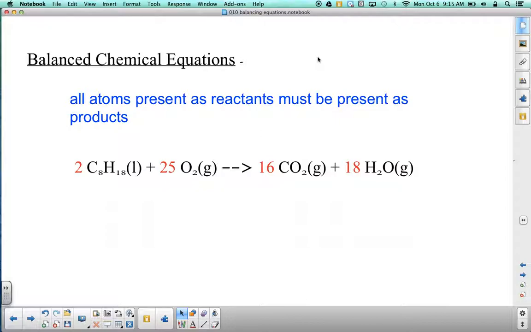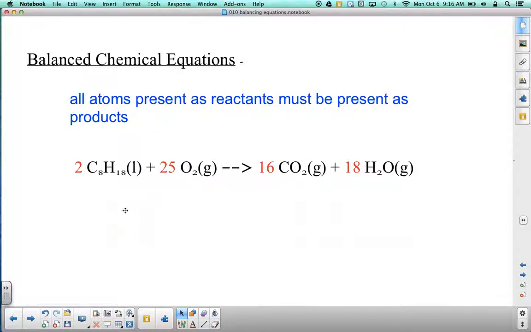Looking at the same example reaction, we can count the atoms to see that this has to be true. The red numbers in front of each chemical formula indicate the number of each molecule that participates in the reaction. This means that 2 octane molecules react with 25 oxygen molecules to produce 16 carbon dioxide molecules and 18 water molecules. The reason that the molecules react in this ratio is that this is the ratio that allows the process to finish with the same number and type of atom that were present in the beginning of the process.